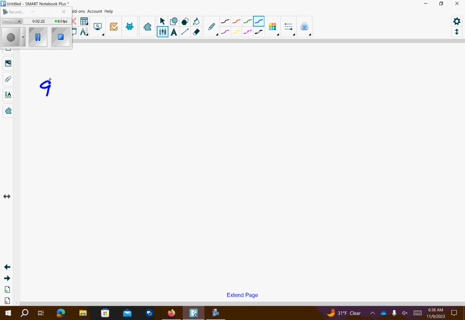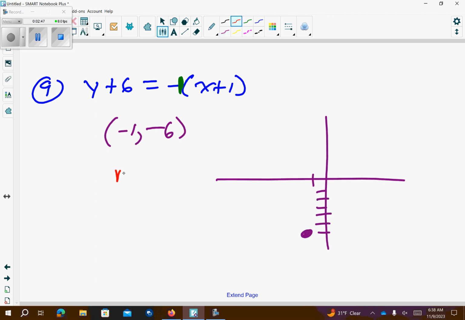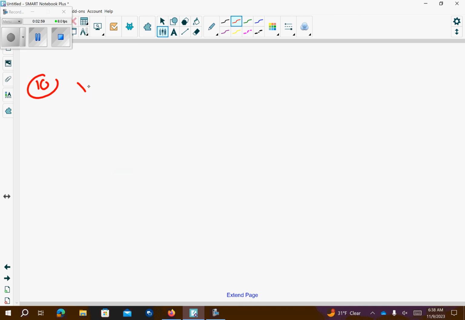Problem number 9. We have this. So things to notice, there should be a 1 right there if there's not anything in place. So our point is going to be opposite of +1, that's -1, opposite of -6, or +6, so that's -6. So if we plot that, -1, -6, it's going to be down there. And my slope is going to be -1 over 1, so I'm going to go down 1, right 1. And there's my line.